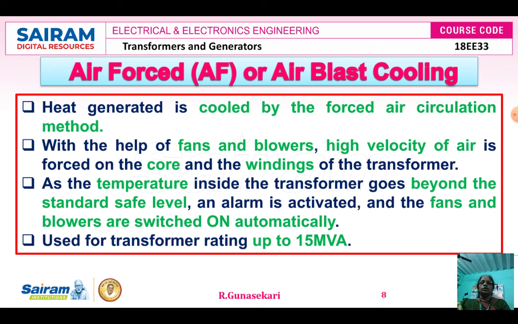Then we study the air forced or air blast cooling method, which is used for dry type transformers only. In this method of cooling, the heat generated due to various losses is cooled by forced air circulation. That means the air is forced onto the core and winding of the transformer with the help of fans and blowers, that is, high velocity air is forced on the core and winding.